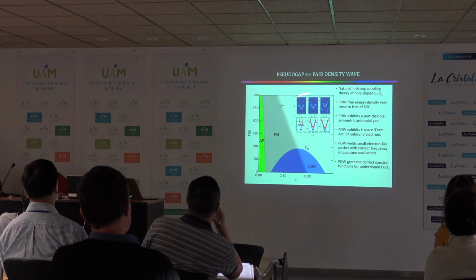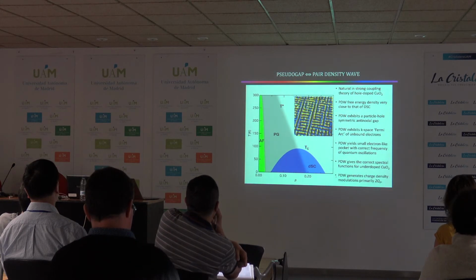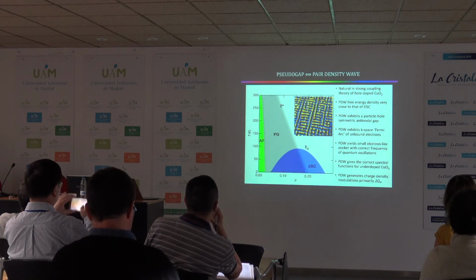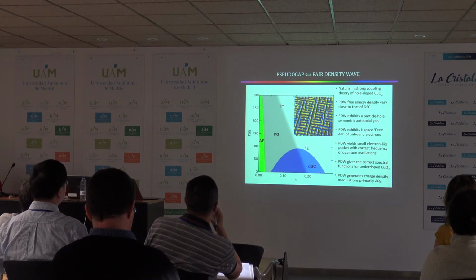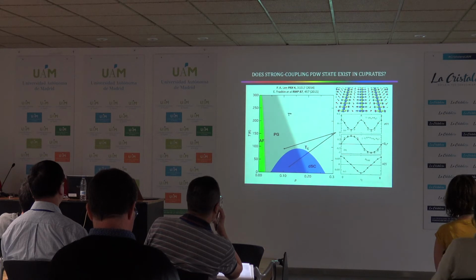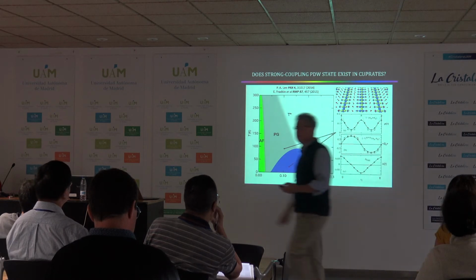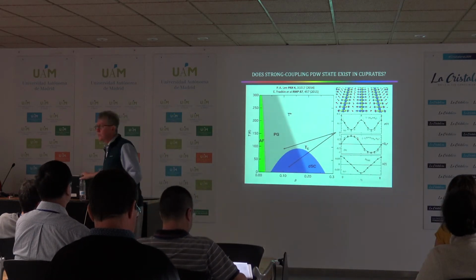Pair density wave also gives the correct spectral function for underdoped BSCCO family. And indeed, a pair density wave of necessity must generate a weak charge density. So these were all put forward as hypothetical motivations. If a pair density wave would exist, then one could examine whether these arguments are true or not. So that's the question. Does a strong coupling pair density wave exist in the pseudogap phase of the cuprates?